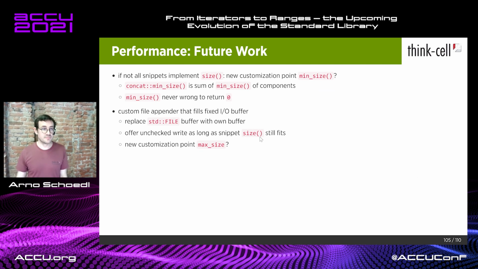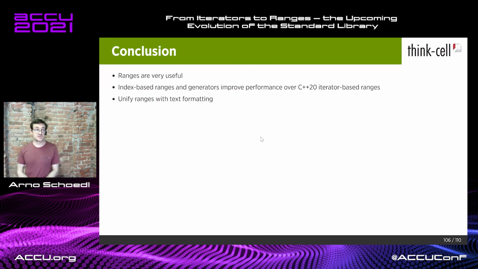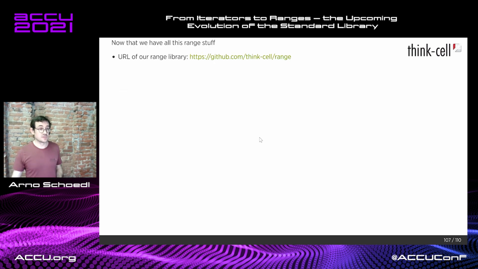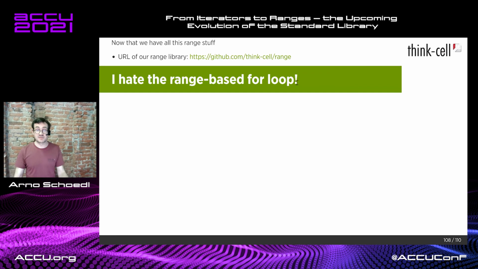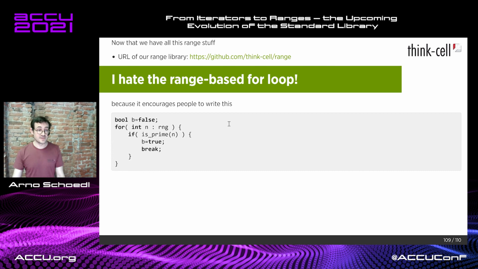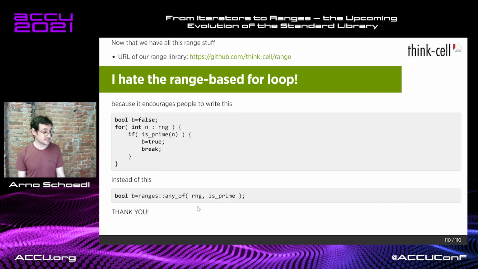All right. So conclusion: ranges are very useful, and I showed you the index-based ranges and the generators to improve the performance a little bit over the C++20 iterator-based ranges. And there are also ways to unify ranges with text formatting. Now we have all this range stuff, and our library is on GitHub. Here it is. You can take a look at it. I want to say I hate the range-based for loop. It has been introduced quite recently, but it just makes people write this instead of that. Thank you very much. And if there are any more questions, go ahead.